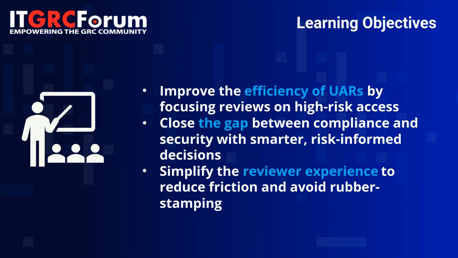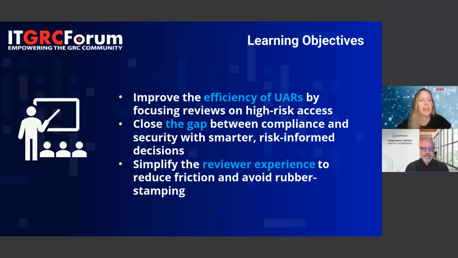Okay, so on today's program, we'll address how to improve the efficiency of UARs by focusing reviews on high-risk access. Close the gap between compliance and security with smarter, risk-informed decisions, and simplify the reviewer experience to reduce friction and avoid rubber stamping. Jason will run us through a slide presentation, and we'll pause throughout for our poll questions. We have 3 of those lined up for you today, before taking audience questions at the end. So now, without further ado, I will turn everything over to you, Jason.